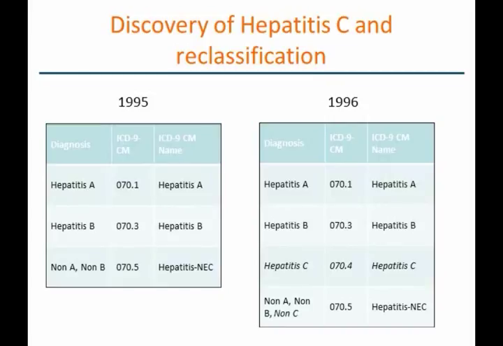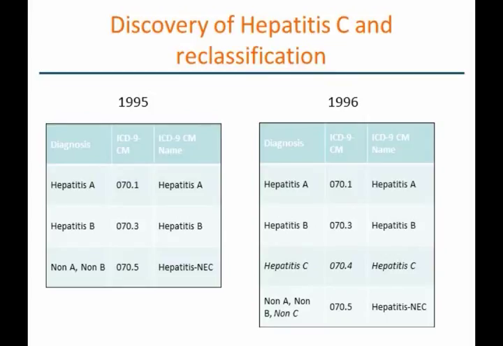Hepatitis B had a code, 70.3. And then non-A, non-B was this sort of catch-all, 70.5, hepatitis not elsewhere classified. Then the following year, hepatitis C was identified, became a full-fledged code-carrying member of the ICD-9 hierarchy, and now hepatitis C was coded as 70.4, but there were still people with hepatitis who were either non-A, non-B, non-C, and so they were given, again, the NEC categorization.